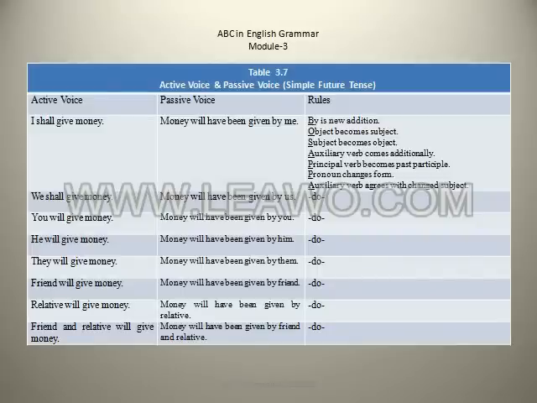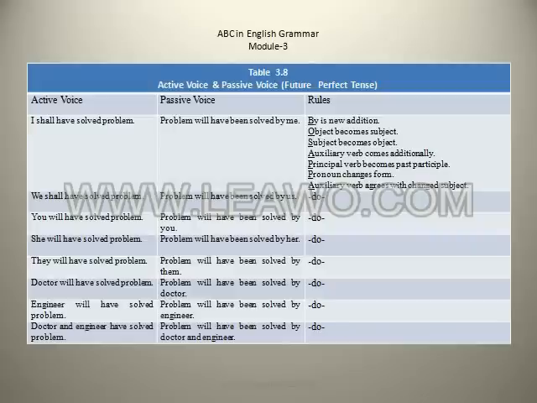Table 3.7. How to convert active voice in simple future tense into passive voice is shown in this. Table 3.8. How to convert active voice in future perfect tense into passive voice is shown in this.